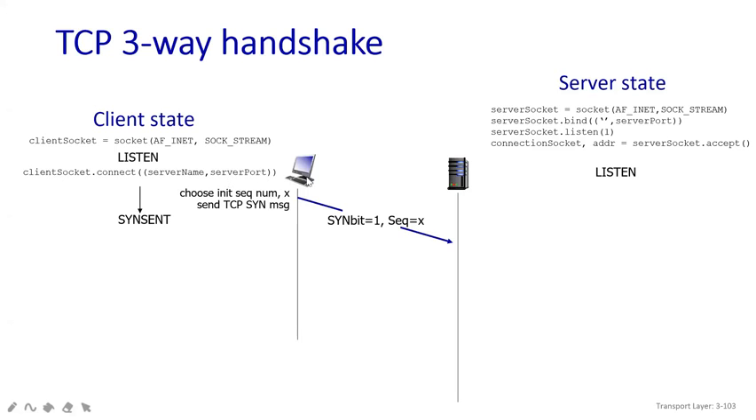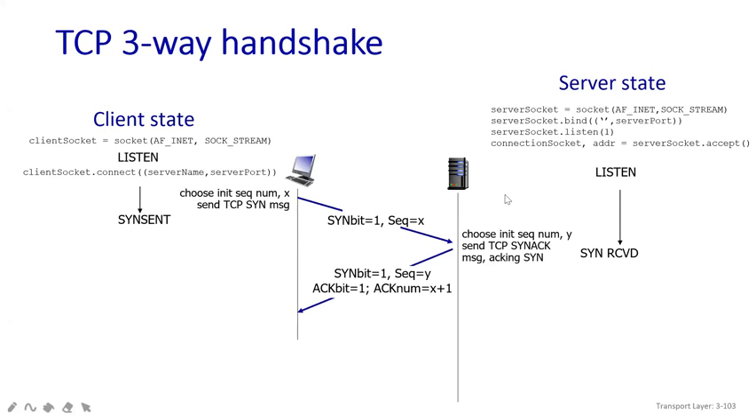So here, what am I going to choose? This is my client. This is my server. Here I'm going to choose the sequence number and it will send the TCP synchronize message. So let's say I have sent the SYN bit as 1 and the sequence number as X to my server. You can see what I have done here. I have sent it, right?